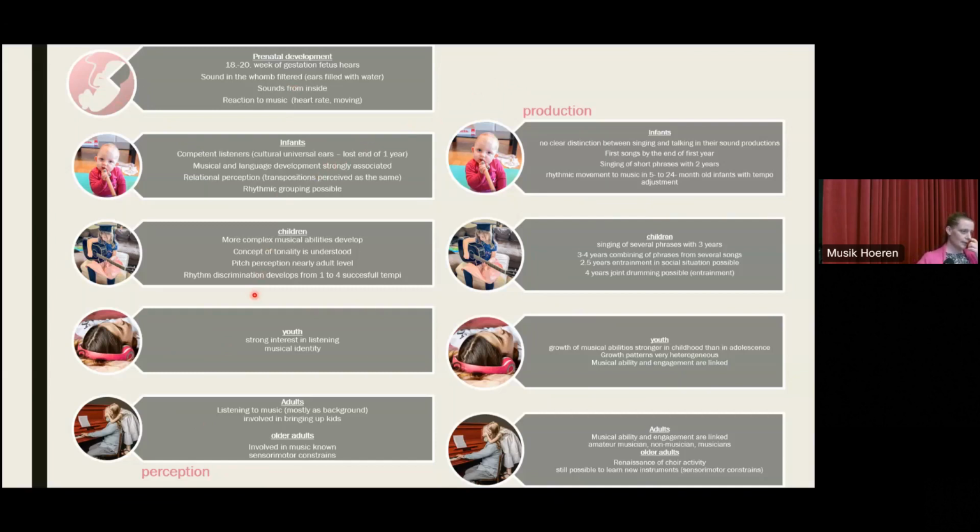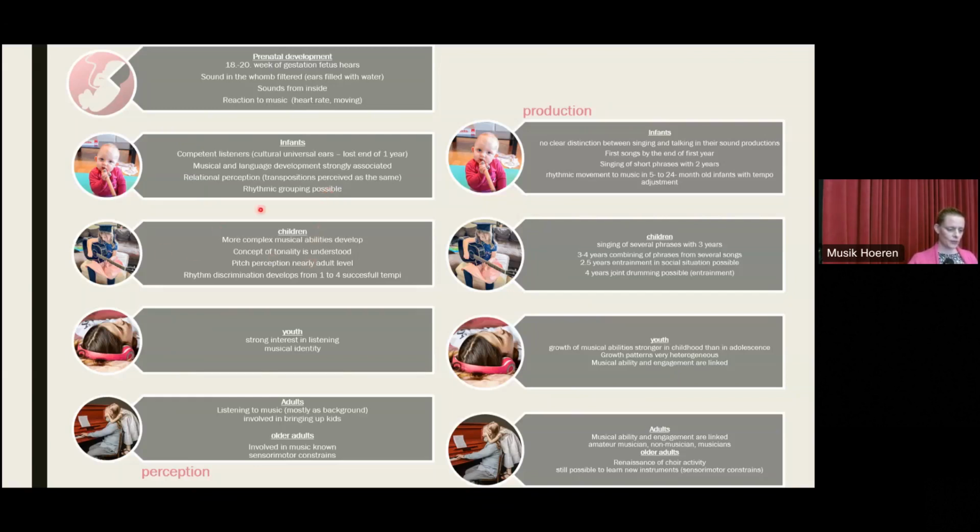Of course, they are not competent in music making. They just started, as you can see on this slide. But the important point here is that they have listening habits that are really similar to those of adults in some respects. So let's say they listen to music in a relational manner and are able to figure out that the transposition of a melody is the same as the untransposed melody.